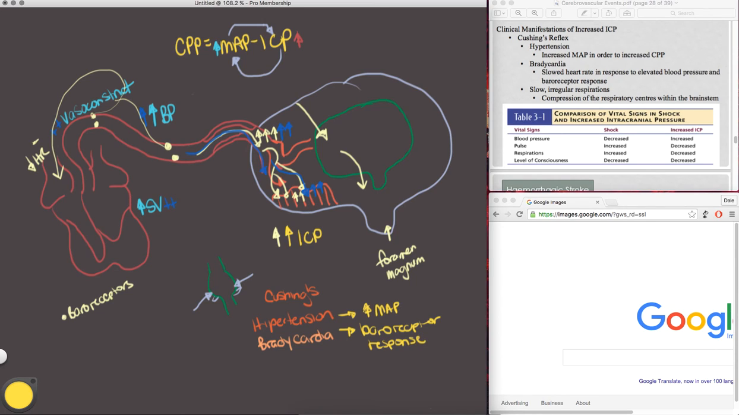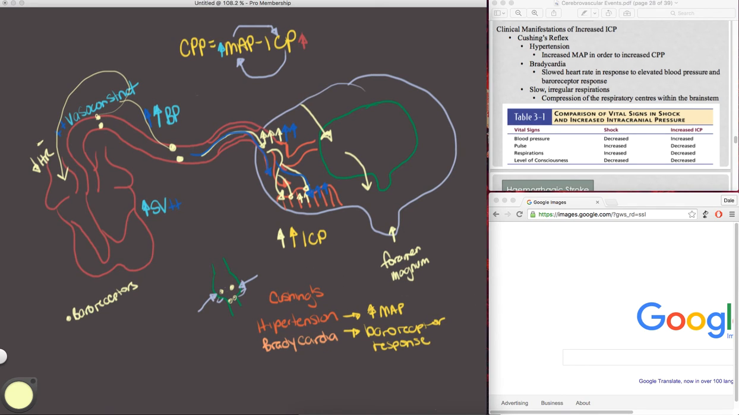Finally, we're going to see slow, irregular respirations. The reason for having slow, irregular respirations is we know that our respiratory centers live in the pons and the medulla. So as we have herniation of the brainstem through the foramen magnum, we have pressure increasing on the pons, on the medulla, and we start to have dysfunction of our respiratory centers. So that increased pressure causes some dysfunction within our brainstem, and that's going to lead to decreased functionality of those respiratory centers. So we get slow, irregular respirations due to herniation of the respiratory centers.